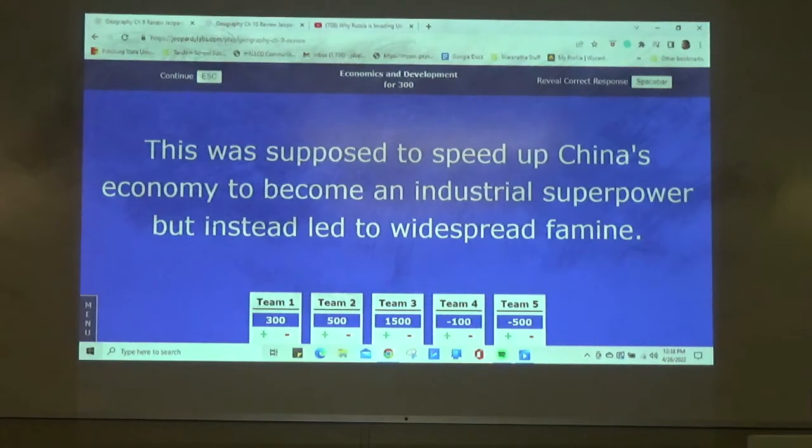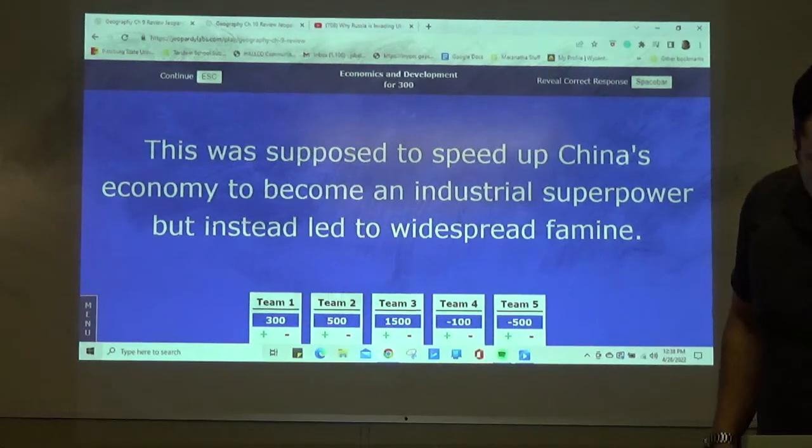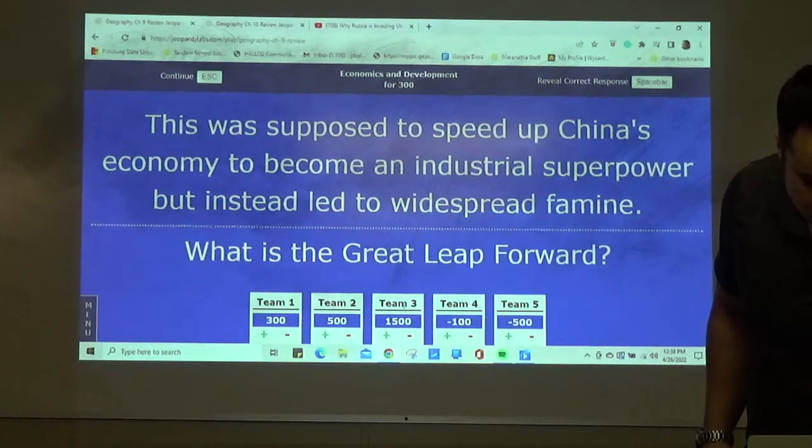This was supposed to speed up China's economy to become an industrial superpower, but instead led to widespread famine. The Great Leap Forward. Okay. Very good.